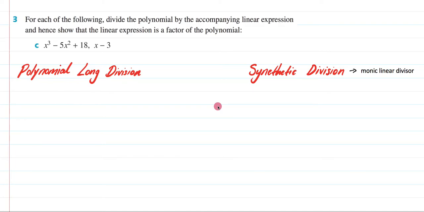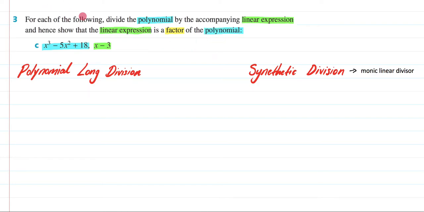We are going through exercise 6b, and in this video we'll be answering question 3, which says for each of the following, divide the polynomial, so this right here, by the accompanying linear expression, so this is my linear expression, and hence show that the linear expression is a factor of the polynomial.